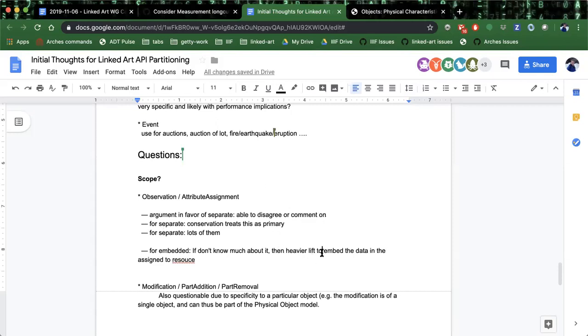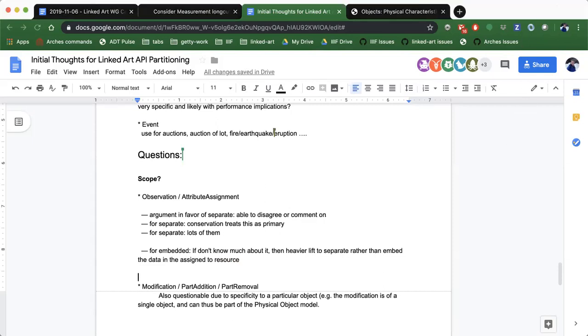Heavier data to separate rather than. Well, sorry, it is 5 past. So we shall continue this discussion next time.